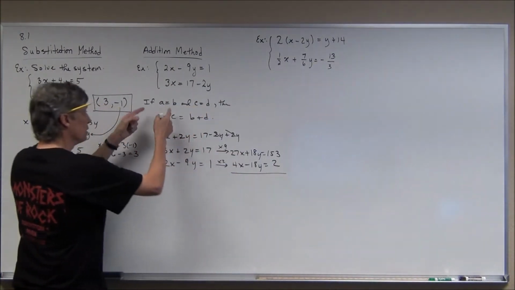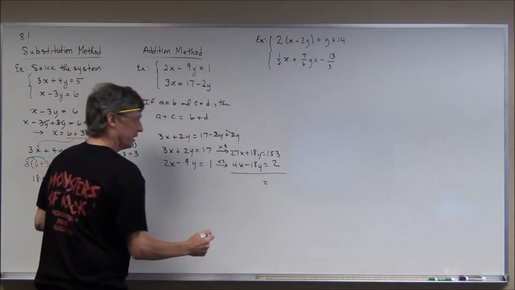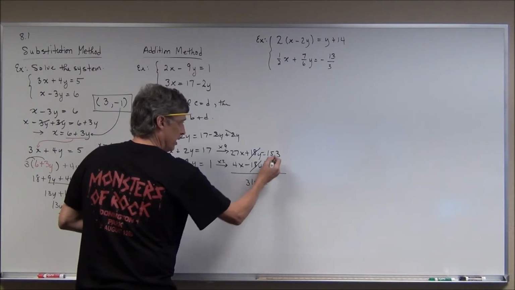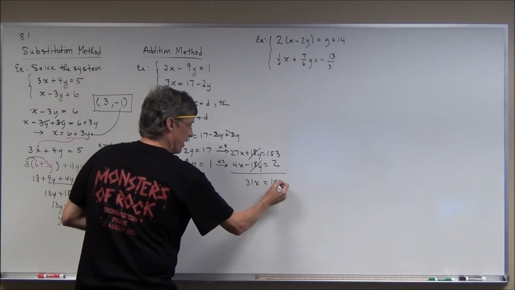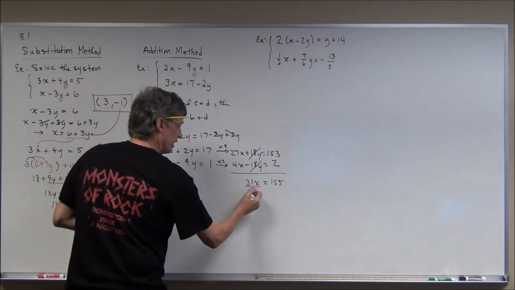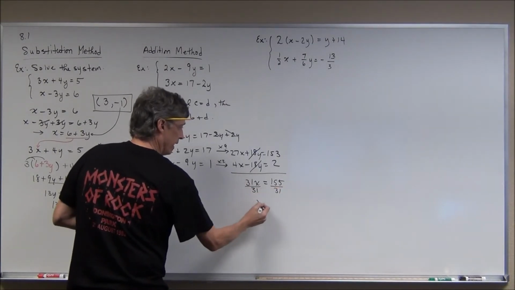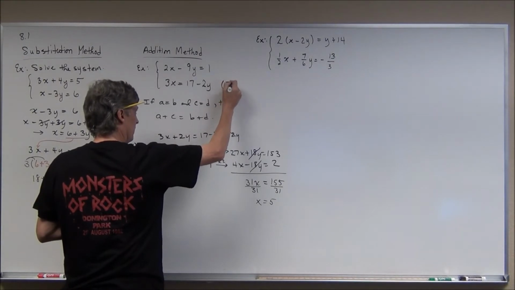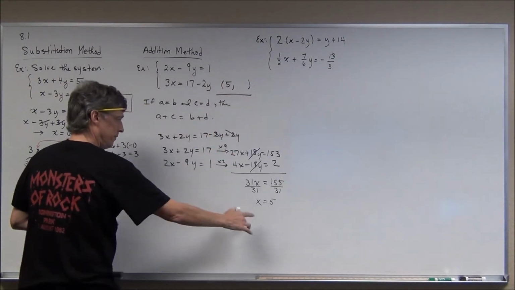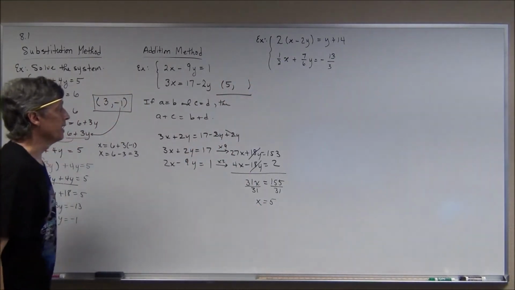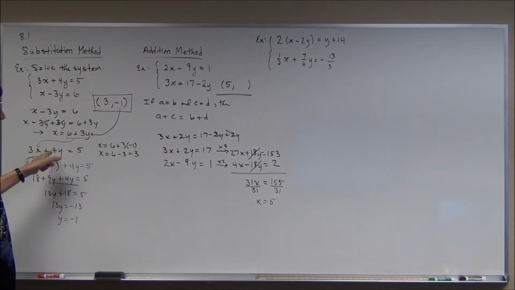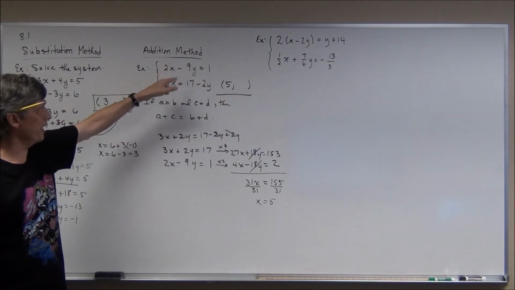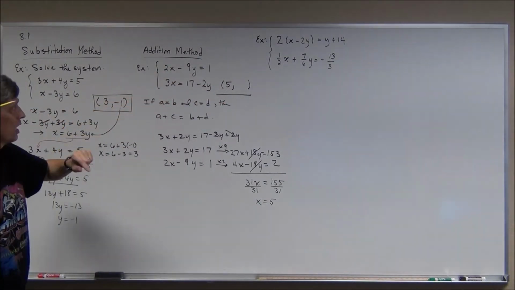So now I use this property. I'm going to add the sides together. These are going to cancel out. I get 31x equals 155. If I divide both sides by 31, x turns out to be exactly 5. I know my answer is 5 something, because the x value is 5. Now, just like we did back in here with the substitution method, once you have one of the coordinates, you have to plug it back into either equation to solve for the other coordinate.